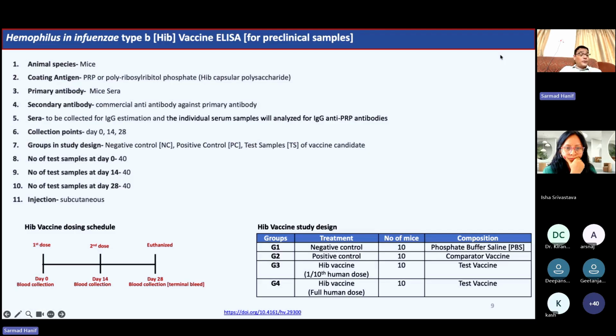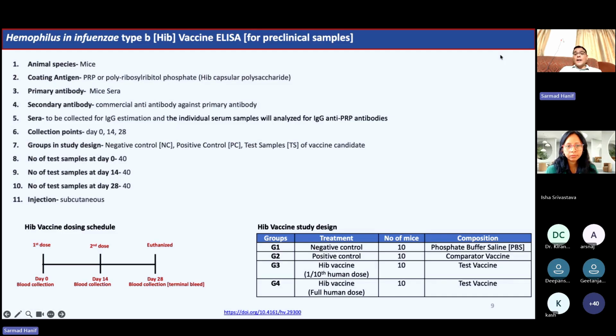I'm not saying that it will work. It means that it may be working. There are other tests also, which are confirmatory tests apart from ELISA, by which you also confirm that this vaccine is working. And for the IgGs, these are the persistent antibodies.